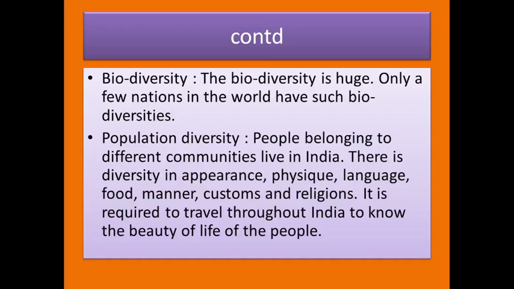Now, what is biodiversity? The biodiversity is huge. Only a few nations in the world have such biodiversities. Then we go to the population diversity. People belonging to different communities live in India. There is diversity in appearance, physique, language, food, manners, customs, and religions. It is required to travel throughout India to know the beauty of the life of the people.